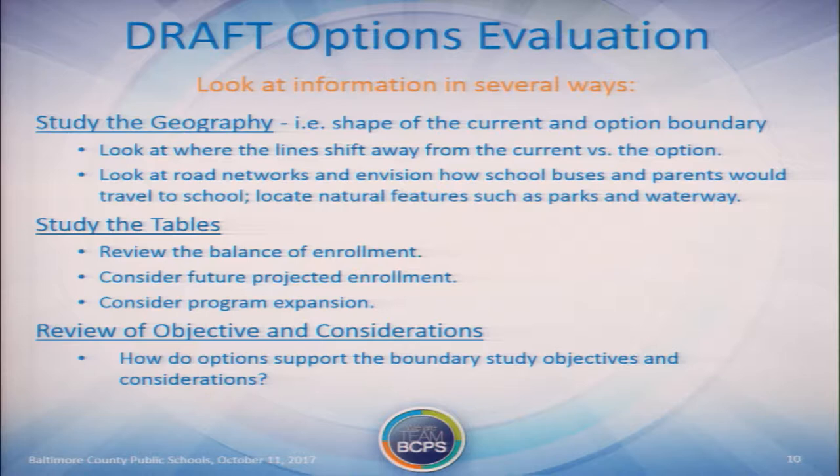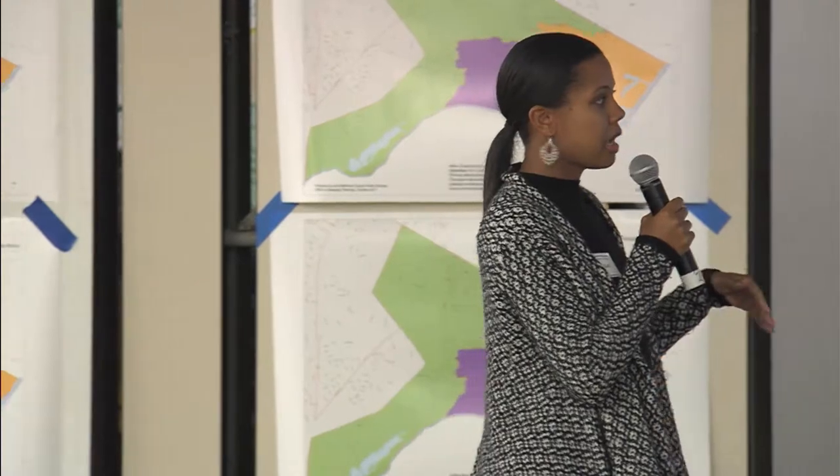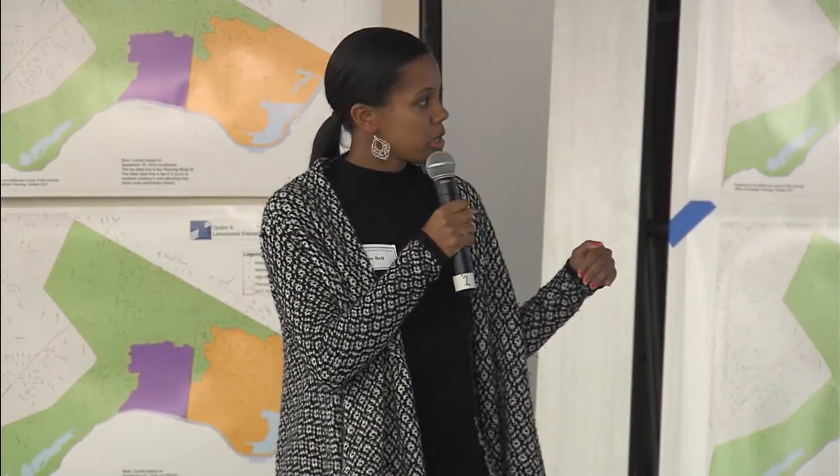So again, in terms of how you're going to evaluate each option, you're going to study the geography, looking at the shape of the current boundary when compared to the option boundary. You're going to evaluate roads and networks, which you've been doing this entire time, and look at how school buses and parents would travel to school, et cetera. You're going to study the tables, looking at the balance of enrollment, considering the future projected enrollment, and also considering program expansion. And then lastly, just considering how each of the options support the boundary study objectives and considerations.